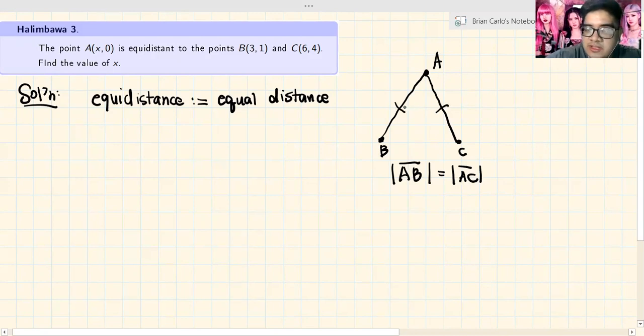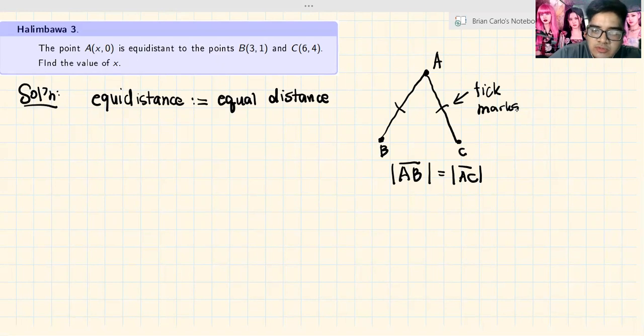Sa geometry, kapag equal yung segments, nilalagyan mo ng tick marks. These are tick marks. Tama ba? So, ang ibig sabihin lang nito, kukunin mo to. Ito yung working equation natin. Alam natin kung paano gamitin yun, by the distance formula because we have 2 points.